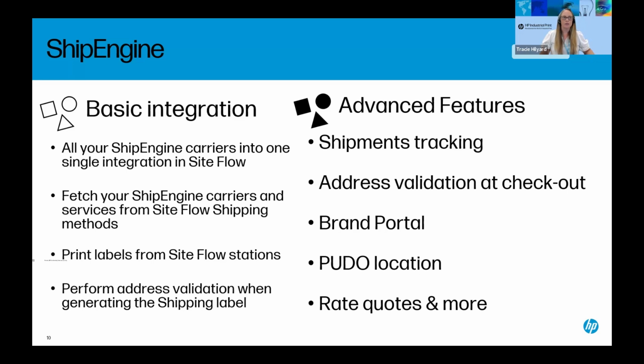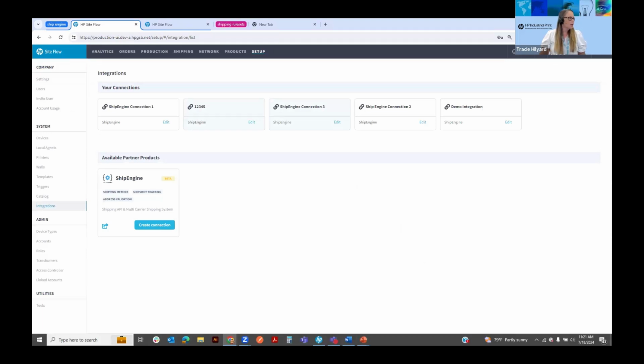Now, they do offer other features which need to be, I think, contracted with ShipEngine. And those are shipment tracking, address validation at checkout, the brand portal, and rates and quotes. There's lots more that they offer that we have not yet integrated, or right now we're in the beta program, so the basic is what we have with SiteFlow. So from here we'll take a look at the integration with SiteFlow and do a quick demo on where to start.